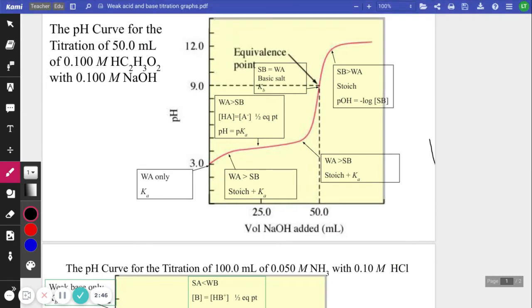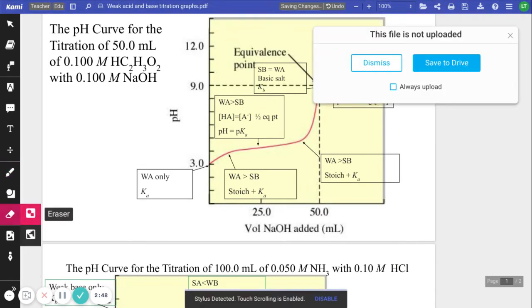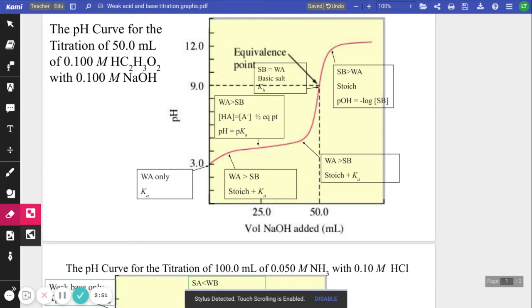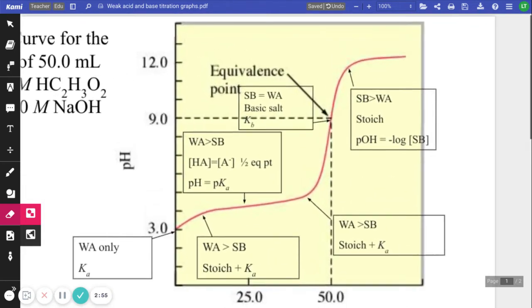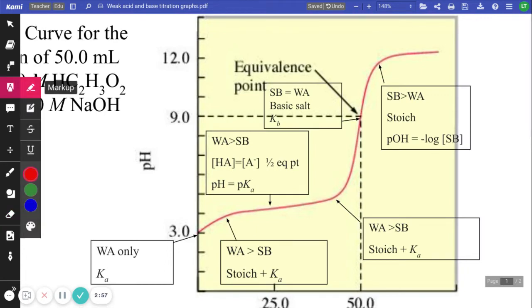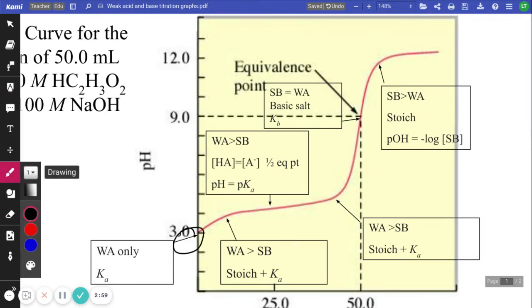So this is the same graph, but I have marked it up with some things that I want to talk about with you guys. At the beginning of our graph, right here, we only have our weak acid there. So that's the only place we have our weak acid only. So we would use our Ka to calculate the pH, just do a normal weak acid calculation using the RICE table, all of that fun stuff.